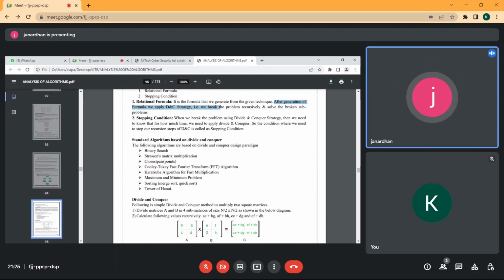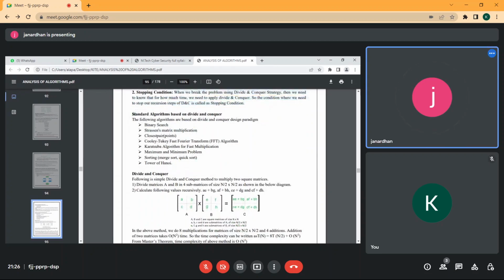That is, we break the problem recursively and solve the broken subproblems. Next, the stopping condition. Second one: when we break the problem using the divide and conquer strategy, then we need to know for how much time we need to apply divide and conquer. So the condition where we need to stop our recursion step of D and C is called the stopping condition.